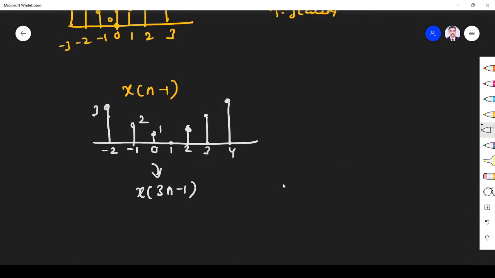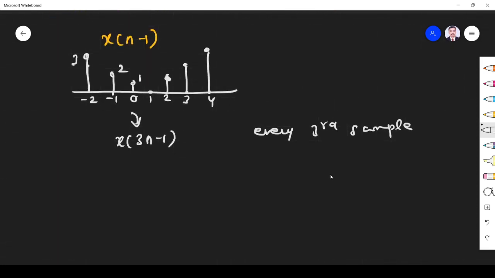That means we have to take every third sample. If you have any doubt, please refer to my video on time scaling of discrete time signals. 3n indicates every third sample. So we start from 0. That is the way we have to work, right?